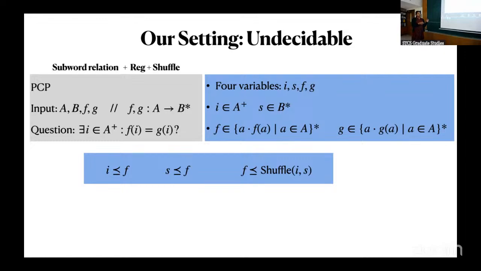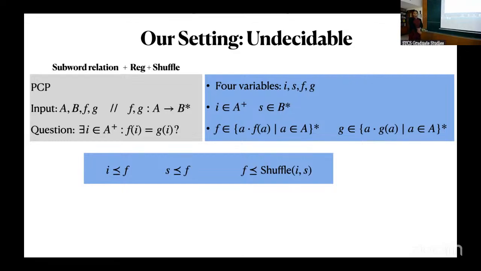So even though I put this subword, like subsequence, here, it is almost saying that F should belong to the shuffle of I and S. I cannot lose anything. I cannot lose any letter. So I have the letter sequence.